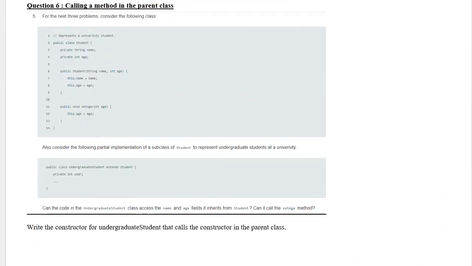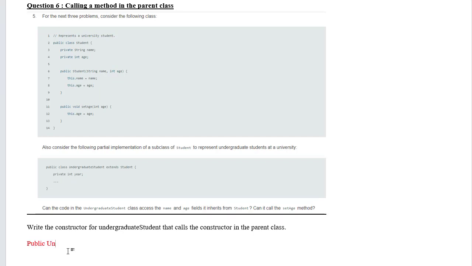On question 6, we have a subclass again and a parent class. You just need to know how to call the methods in the parent class from the subclass, and that's that keyword super. Here we have student, and here we have an undergraduate student that extends student, both classes, and you are asked to write the constructor for the undergraduate student that calls the constructor for the parent class. So the constructor in the parent class has two parameters, and we have to match that when we call that.